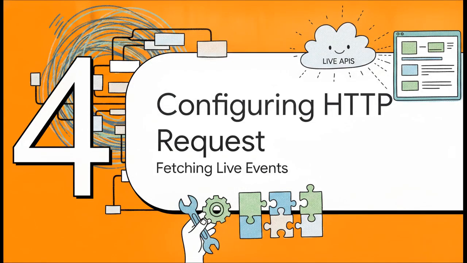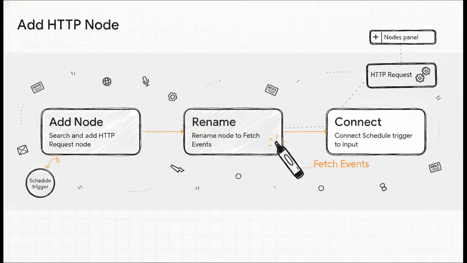All right, Section 4, Configuring the HTTP request. It is time to open up the n8n interface and finally get our hands dirty. First, you'll want to look over to the right side of your screen and click that little Nodes panel plus icon.